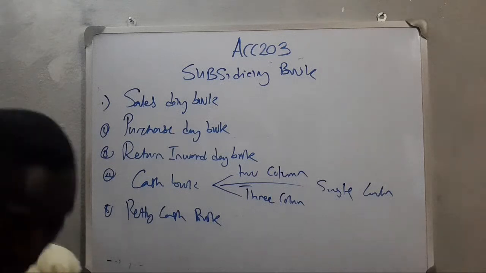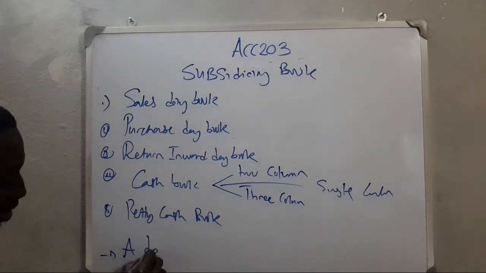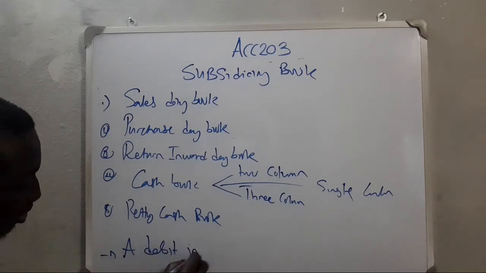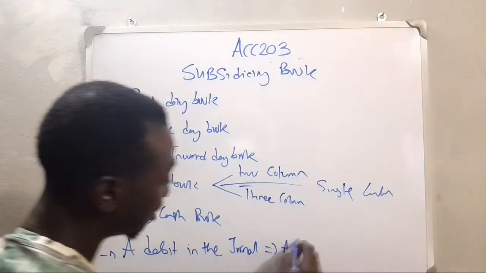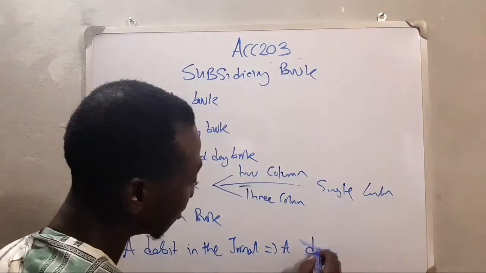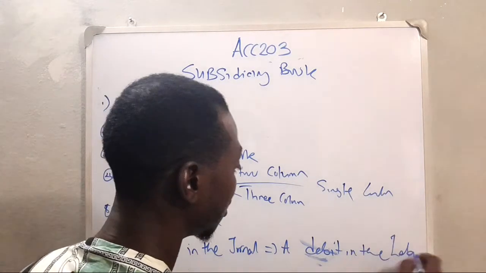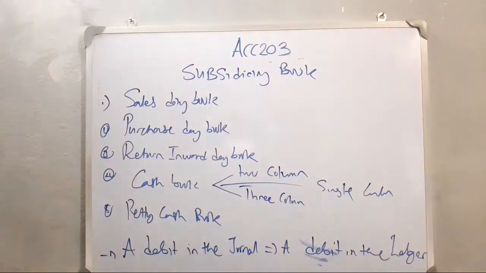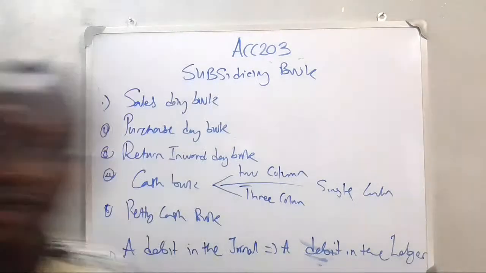Now you should also note that a debit in the journal will also be a debit in the ledger. A debit in the journal equals a debit in the ledger. It is the same thing.